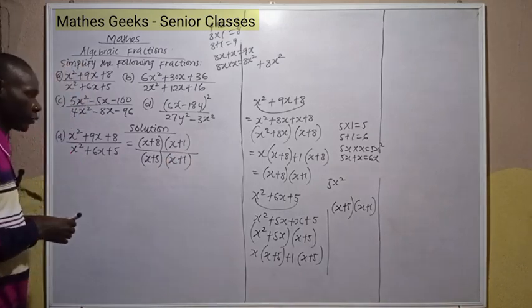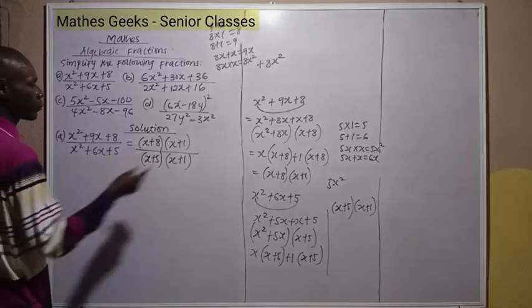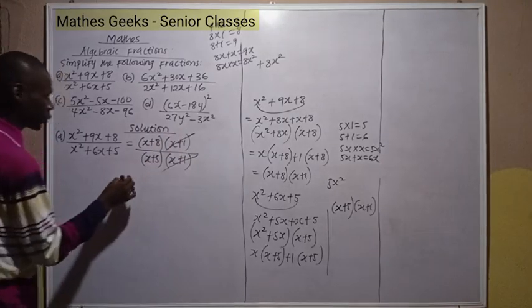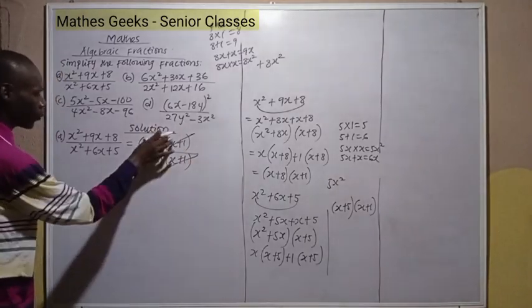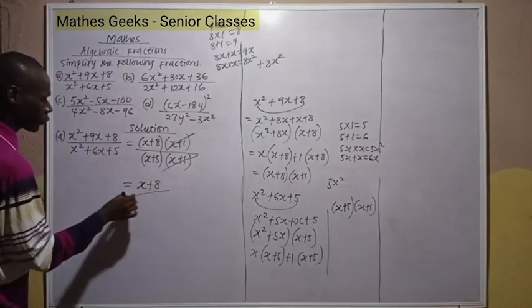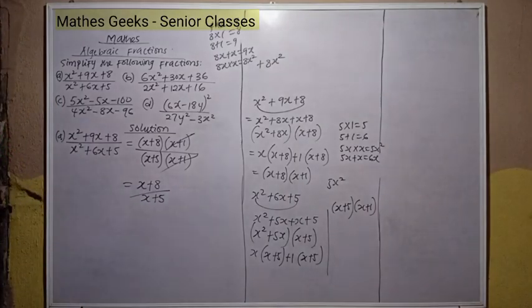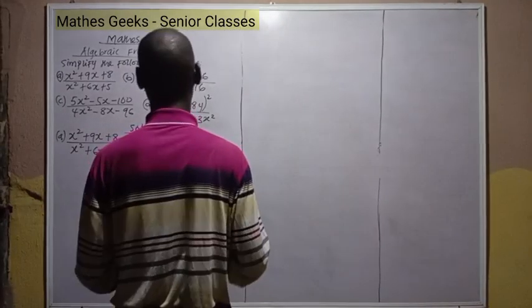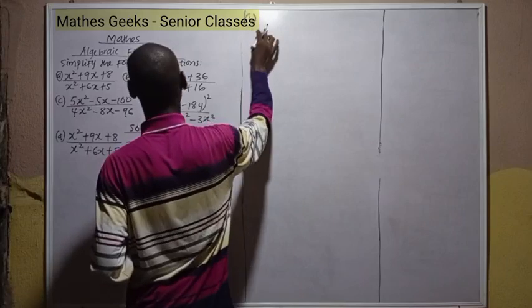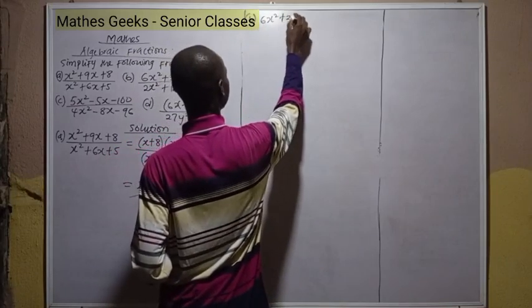So discover that in the numerator and the denominator we have x plus 1, x plus 1. So these two will cancel each other. This will cancel this, and then we'll be left with x plus 8 and x plus 5. So x plus 8 over x plus 5. This is the simplified form. So A. In B we have 6x squared plus 30x.